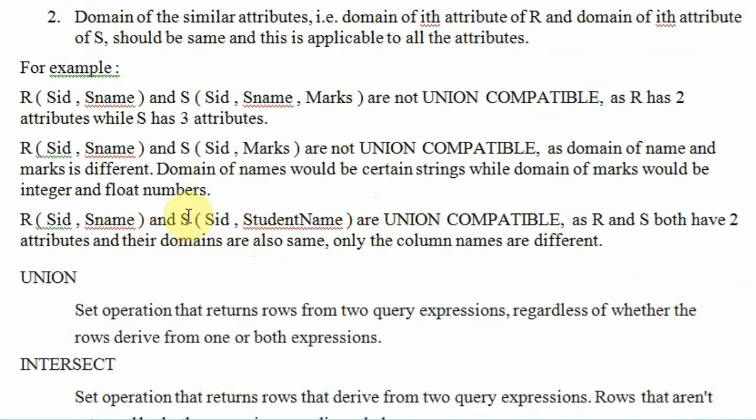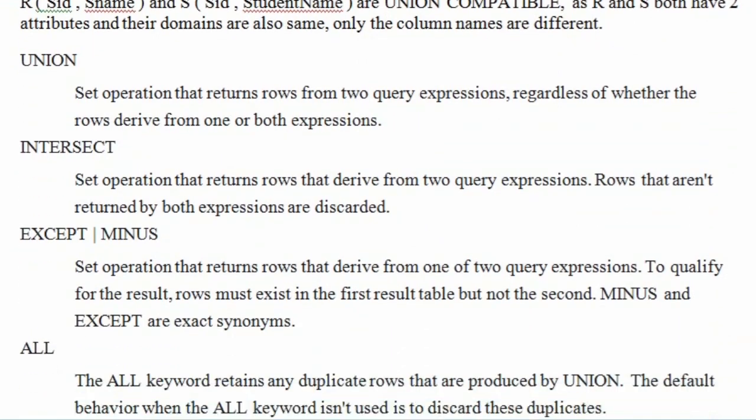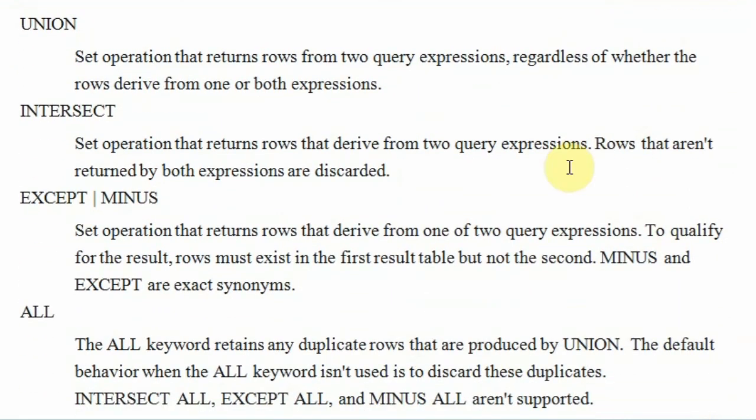So to perform the union, intersect or minus operation, you should check whether they are union compatible or not. Now what is the union operation? Union is performed between two results of two different queries, and it will give all the rows from the two tables as the final result. Now coming to intersect. Intersect will give the common rows in the two results as the final result.